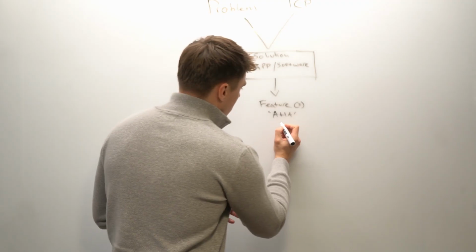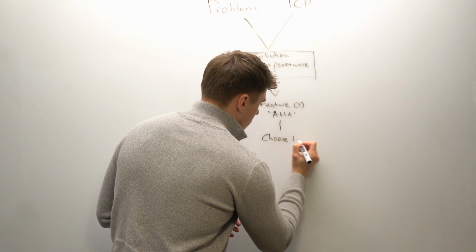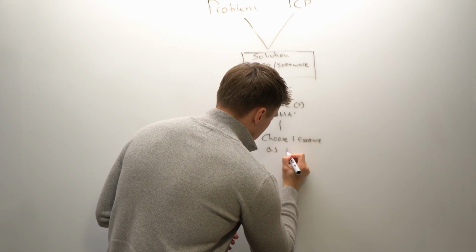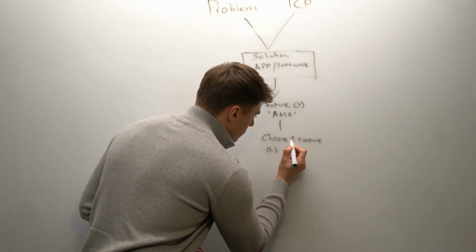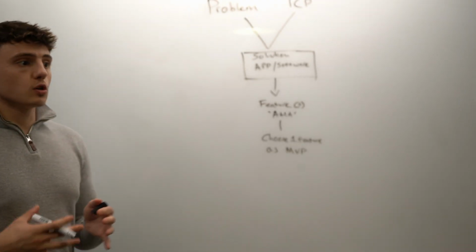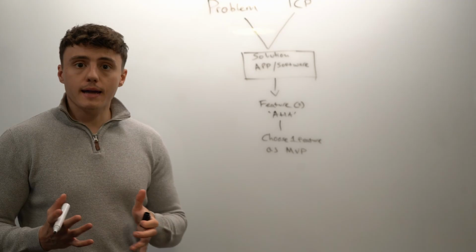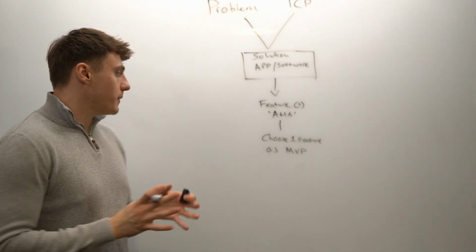So we'll say choose one feature as the MVP, as the minimum viable product. Now, the great thing about an MVP is that they're typically a lot more cost effective to build. They're a lot cheaper to get built, and they're less complicated to maintain, and you can test your initial assumptions very, very quickly. So that's why we say focus on one thing.